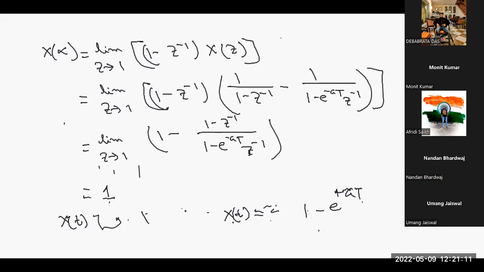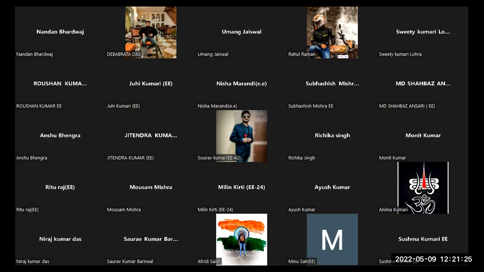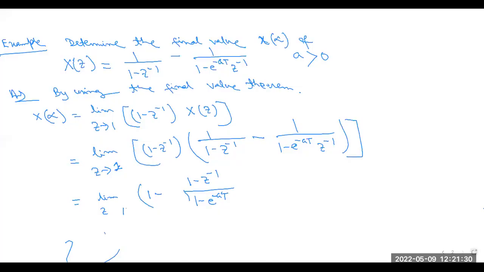Okay. Next, in your syllabus, another topic is present, that is the inverse Laplace transform. Okay. So in inverse Laplace transform, we have to apply different methods.